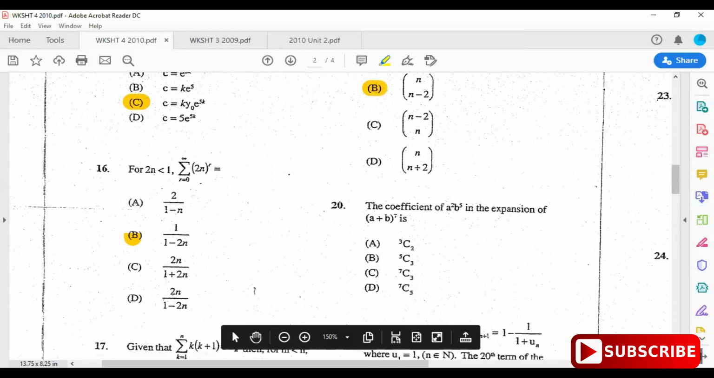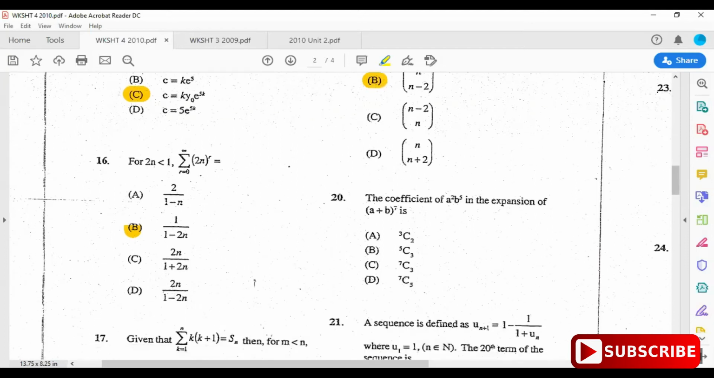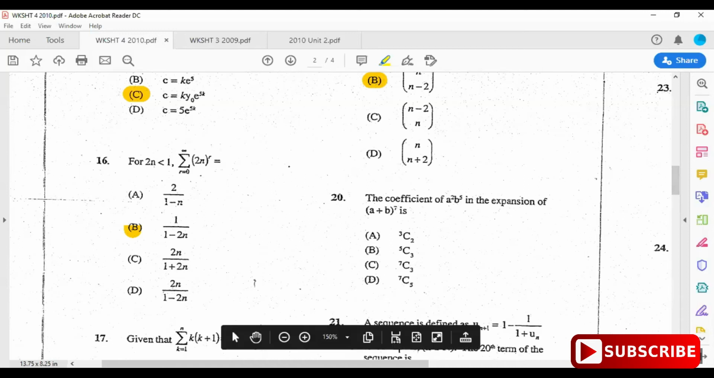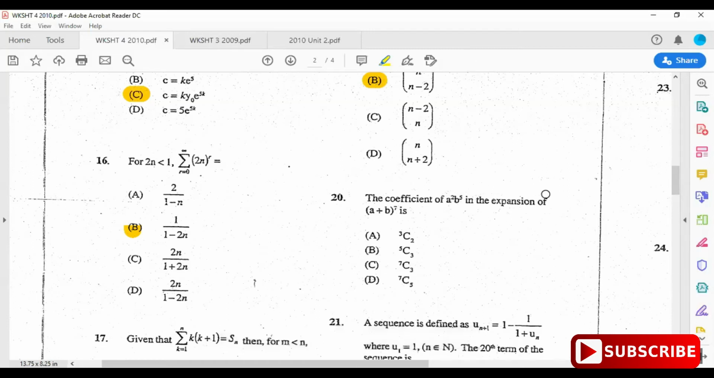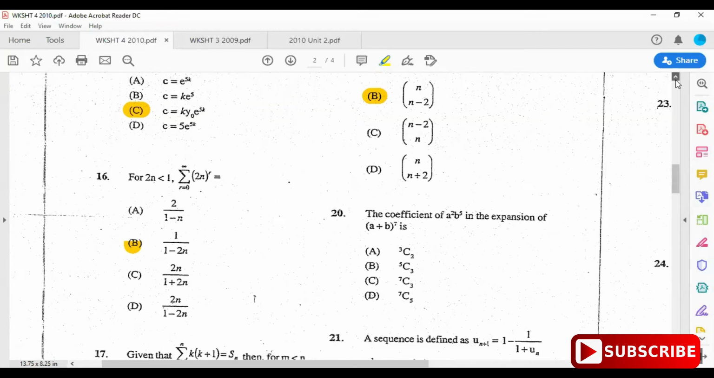Now this question asks us to find the coefficient of a squared b to the fifth in the expansion of a plus b to the seventh. So to find the coefficient, you don't need to expand all of it. You just need to look. Sir, you can go over number 19 again, please. Number 19? Yes.